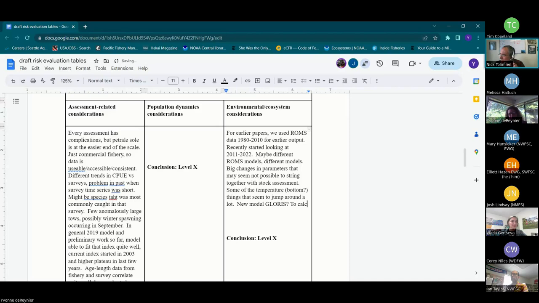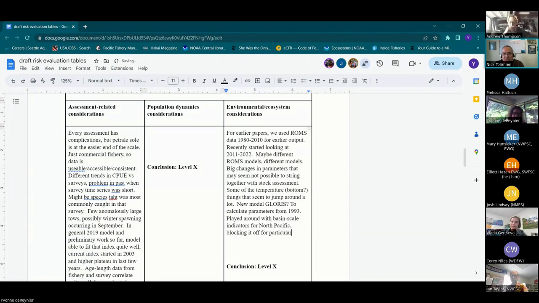I also played around with some basin scale indicators that are reported in the CCIEA: the North Pacific NPGO, PDO, and ONI, the El Nino indicators. Doing the same thing by blocking it off into particular time periods, I was able to get some decent correlations between the NPGO and PDO, both in the pre-spawning periods and in the current year, with then predicting recruitment.